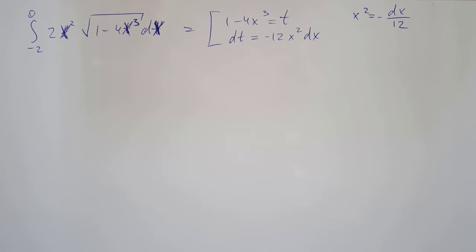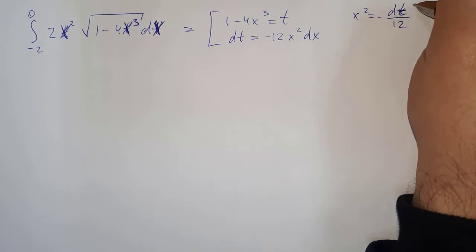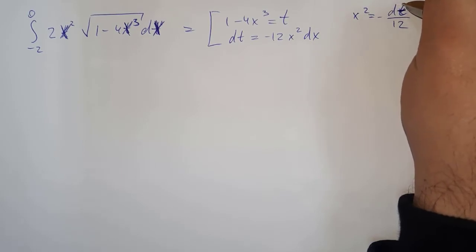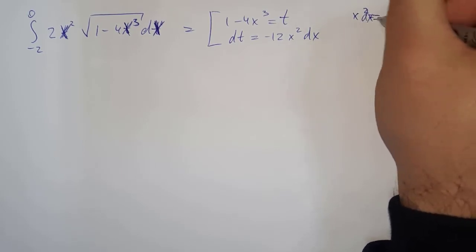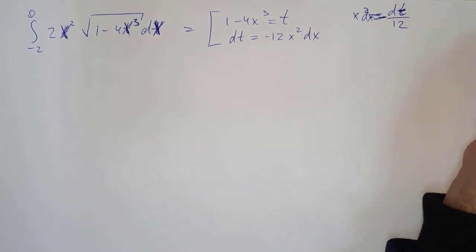And plugging this into the given integral, what we have here. And now note, so x squared dx is dt over minus 12, or we can write it like this, minus dt over 12.